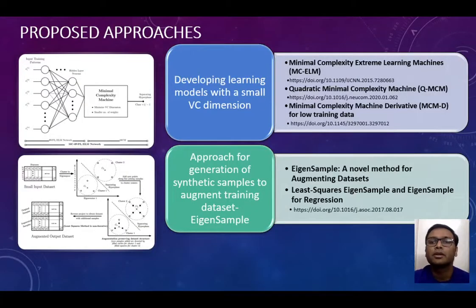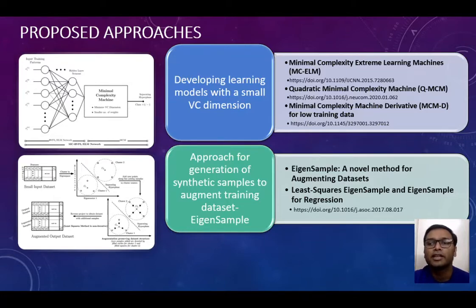This slide shows the approaches developed in the thesis for minimizing structural risk. The minimal complexity machine, a learning model which minimizes VC dimension and results in sparse, generalizable models, has been developed for the extreme learning machines. Results on the MC-ELM show improved generalization and sparsity in the trained networks.